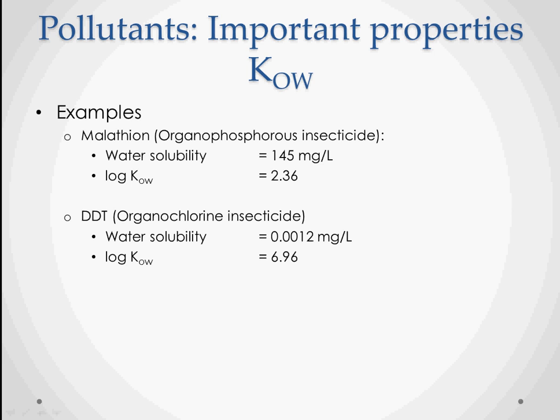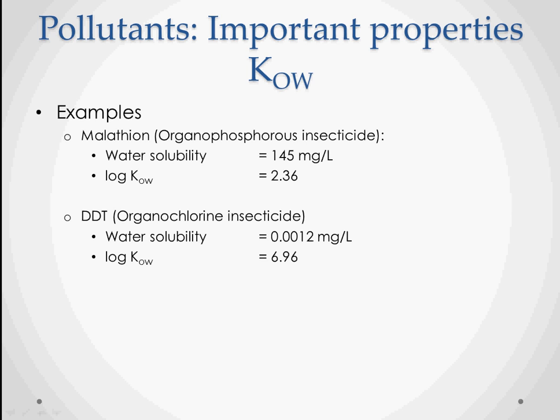Okay, here are some examples. We've got malathion, which is an organophosphorus insecticide. It's relatively water soluble compared to DDT, which is an organochlorine insecticide of some fame. Really low water solubility, which you can see. And then what you see here is that the water soluble substance, which is a little more polar, has a lower log KOW, while the nonpolar, non-water soluble substance has a much higher log KOW.